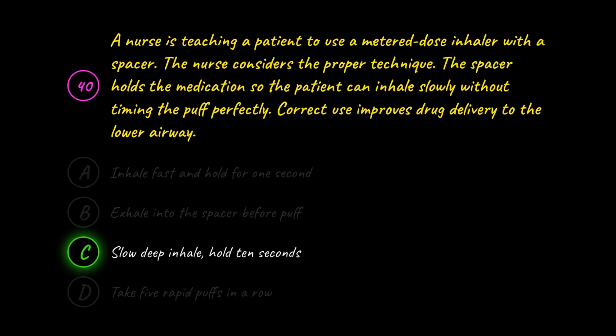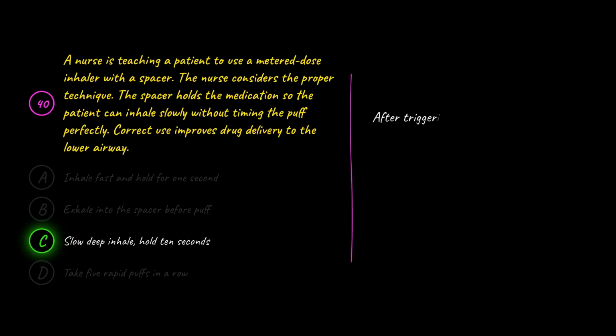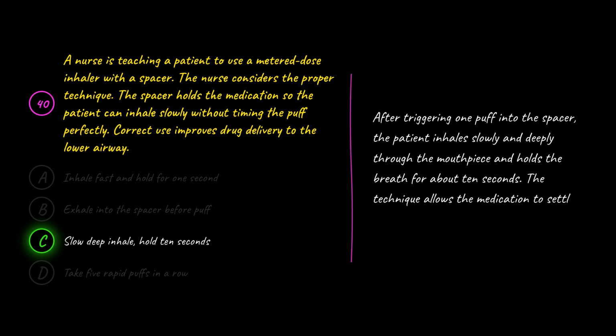The correct answer is C. Slow deep inhale, hold 10 seconds. C is correct because after triggering 1 puff into the spacer, the patient inhales slowly and deeply through the mouthpiece and holds the breath for about 10 seconds. The technique allows the medication to settle in the lower airway.